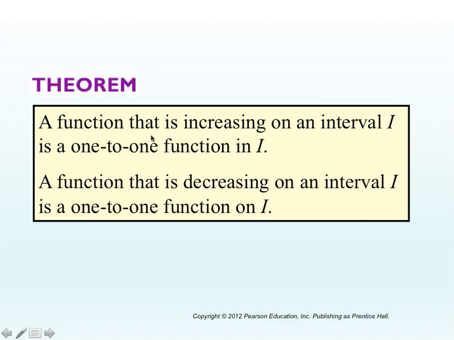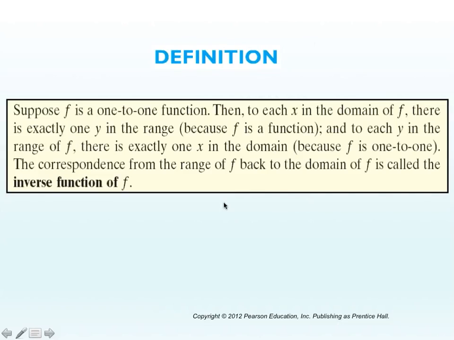So there's a nice theorem here. We can say that a function that is increasing on some interval I is one-to-one on that interval. If a function is decreasing on a certain interval, then it's also one-to-one on that interval. It's when it changes from increasing to decreasing that we have things that are not one-to-one.